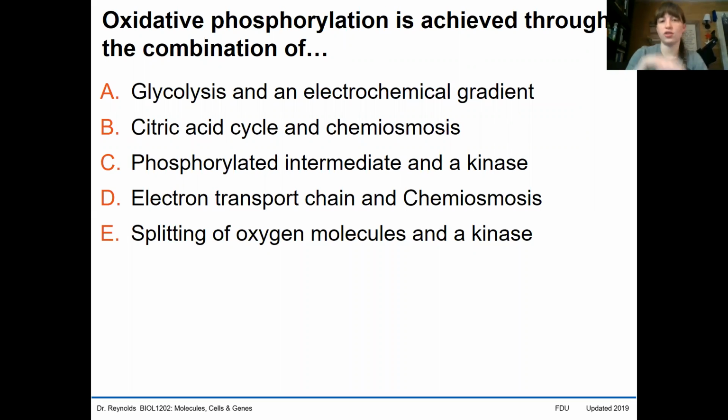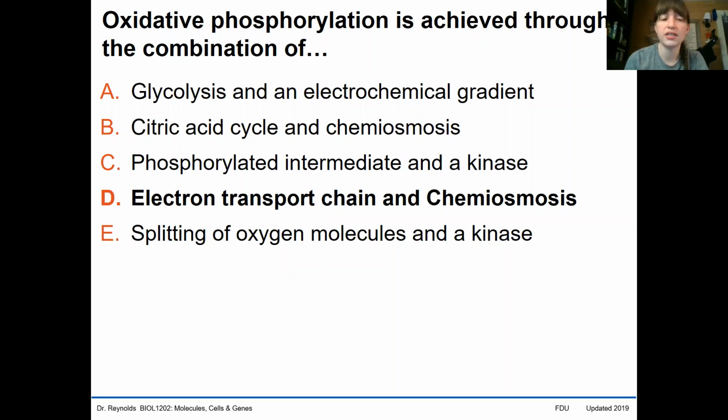Oxidative phosphorylation is achieved through which combination? Well, we have glycolysis, but that's not part of our oxidative phosphorylation. So yes, we do need to utilize glycolysis, but not here. An electrochemical gradient is necessary, but it's not enough to have it on its own. Oxidative phosphorylation also does not include chemiosmosis. Phosphorylated intermediate in a kinase is going to be energy coupling, not the process here. And the splitting of oxygen molecules is not related. Oxidative phosphorylation is the electron transport chain combined with chemiosmosis.